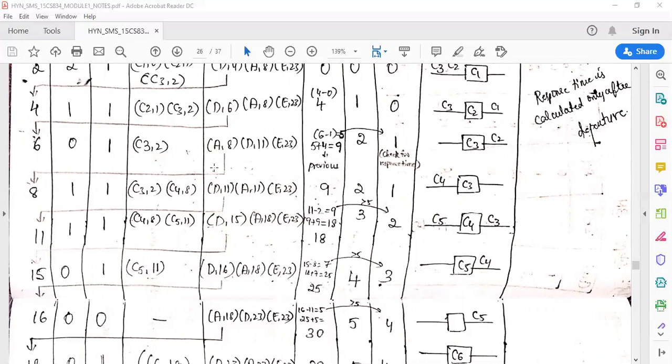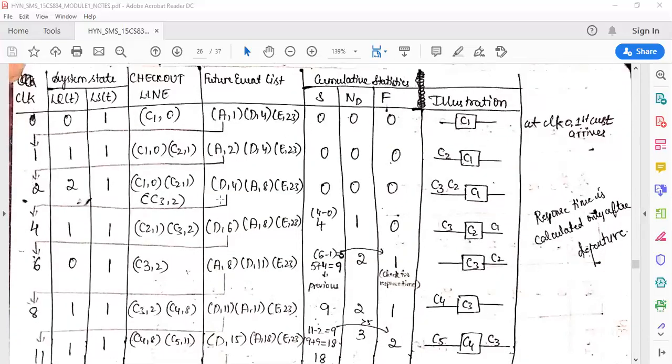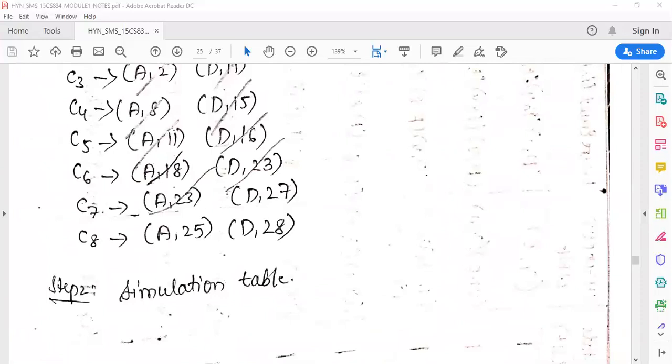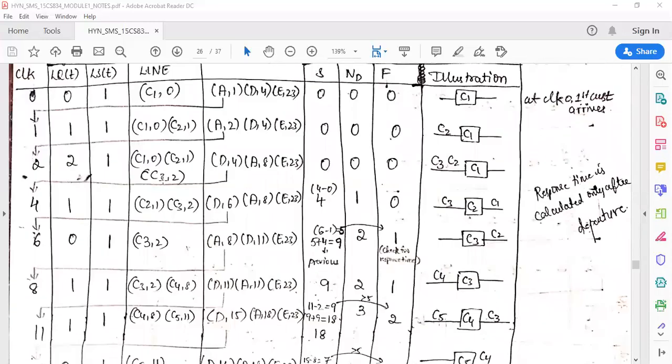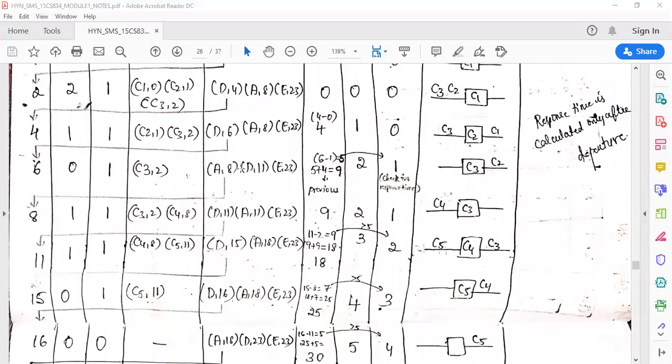What type of event is it? Arrival event. So I have to schedule the next arrival. What is the next arrival? After A comma 8, I have A comma 11. So D comma 11 was already there. You have to write first A comma 11, E comma 23.